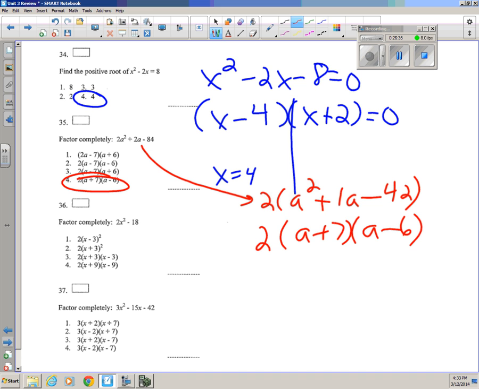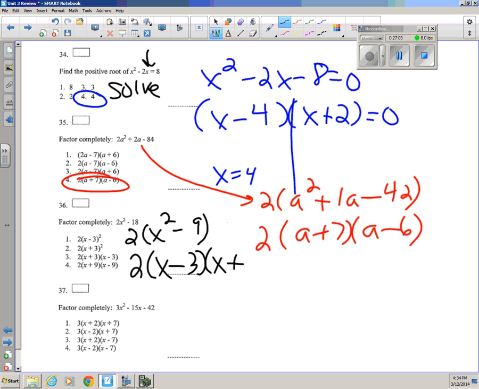Choice 4. Factor completely again. By the way, these are not solves. There's no equal sign. I don't need to drop any walls. Factor is factor. Solve is solve. Like 34, find the positive root. That's really the same thing as solve. By the way, there's an equal sign. There's no equal sign in these factor completelys. Do not try to solve for anything. GCF 2, x squared minus 9, 2 times x minus 3, x plus 3. This is choice 3.